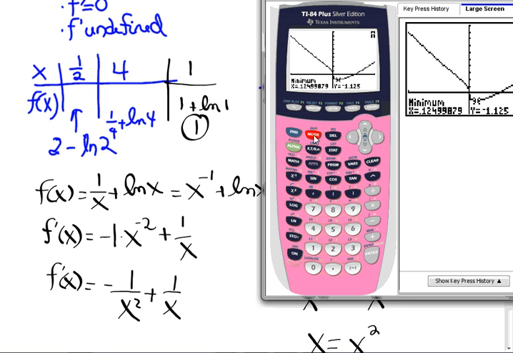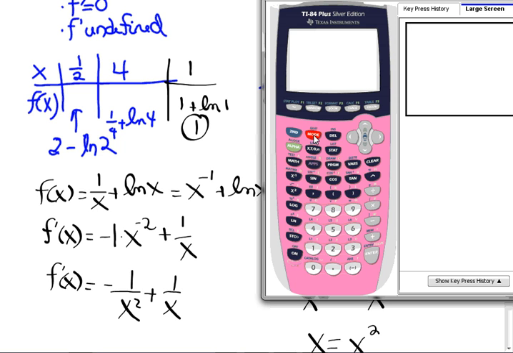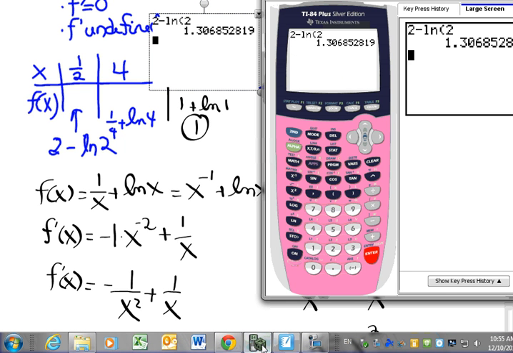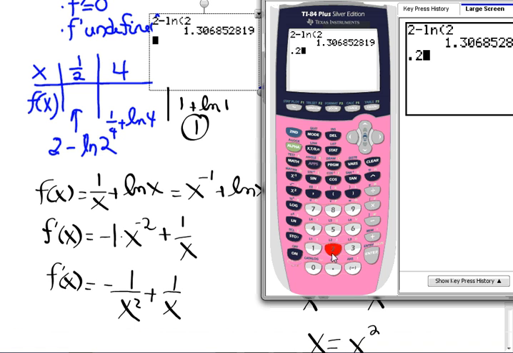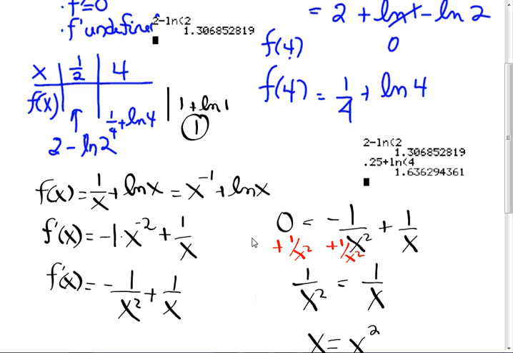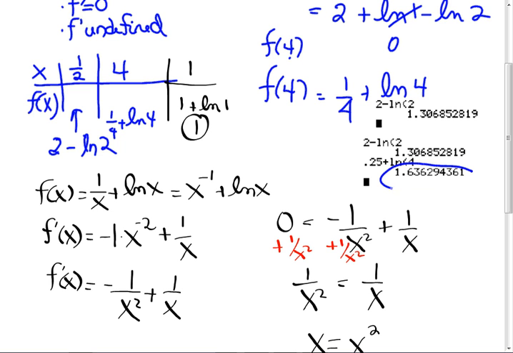Okay, we're going to quit, and we're going to find 2 minus the log of 2. And that's 1.3068. I'm just going to drag it over here. And then the other one, girls, is 1/4, which is 0.25, plus the log of 4. 1.63. Okay, so which is the max, which is the min? What's the maximum? 1.63. That's the max. What's the min? 1.